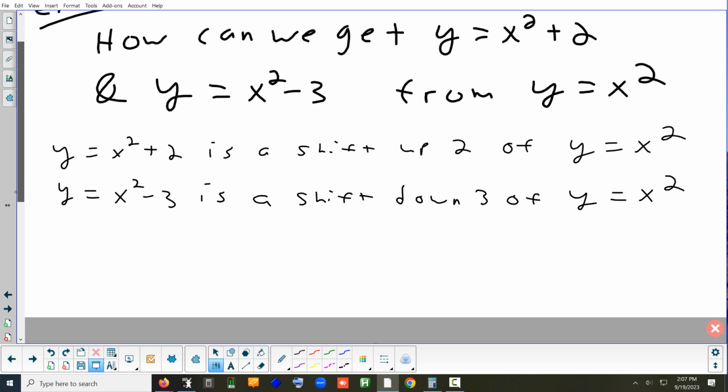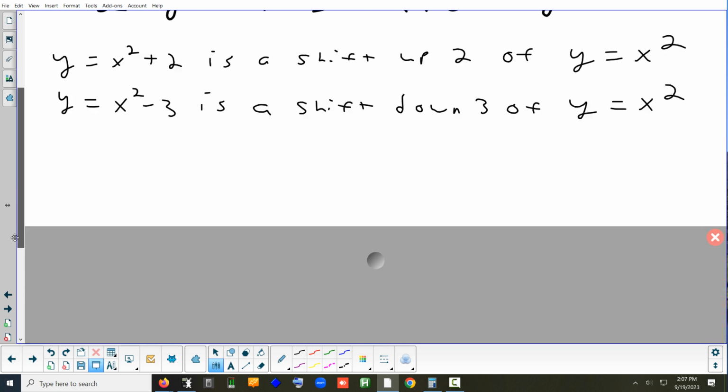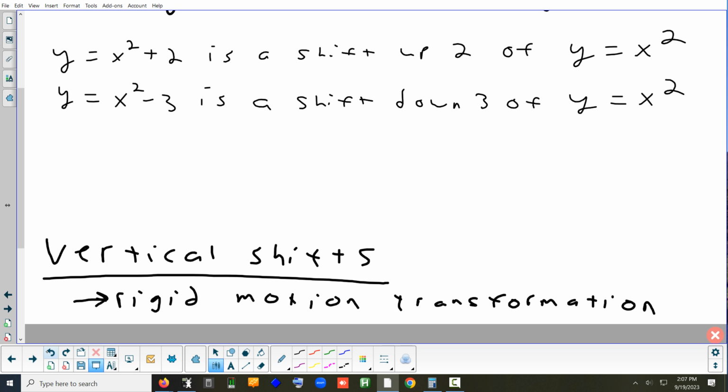Now, when we shift it up or down, you're literally just taking and moving it somewhere else. You're not stretching it. So this type of transformation is called a rigid motion transformation. It doesn't distort how the picture looks at all. It just takes it and moves it somewhere else.